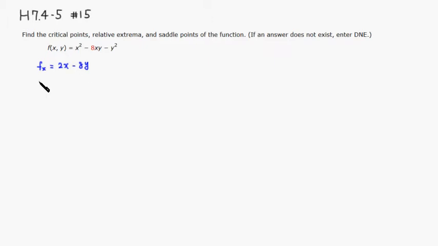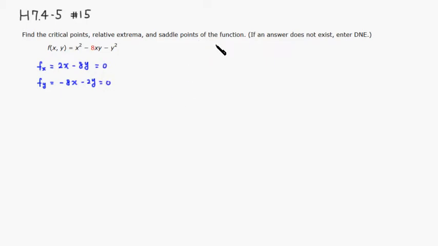And let's take the partial with respect to y. The partial of x squared with respect to y would be 0 since it's a constant. The partial of negative 8xy with respect to y would be negative 8x. The partial of negative y squared with respect to y would be negative 2y. And we set those equal to 0 to find a critical point.